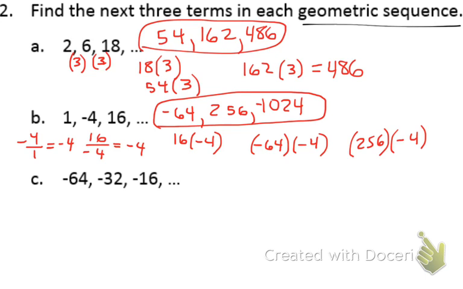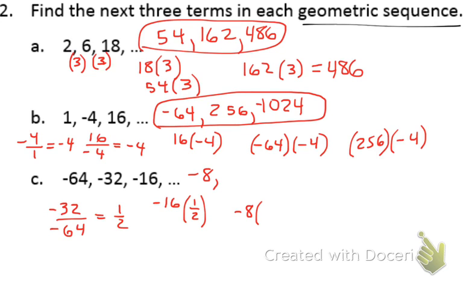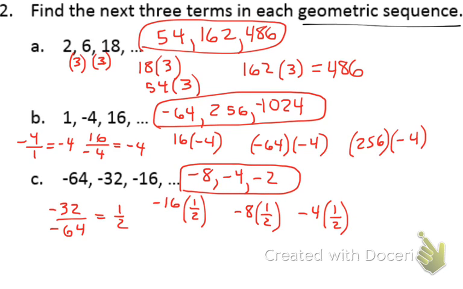Part C, again, we're told it's geometric, so you can set up your ratio and simplify that, and that'll tell you the common ratio, the number that we're multiplying by each time. So that gives you 1/2. So we need to multiply negative 16 times 1/2. That gives us negative 8. Do negative 8 times 1/2. That gives us negative 4. And then do negative 4 times 1/2. And that gives us negative 2. So next three terms, negative 8, negative 4, negative 2.